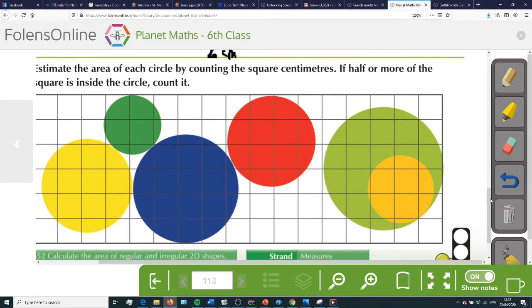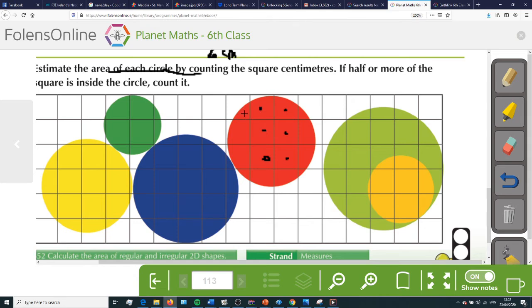So I'm just going to do the red one first. So let's follow the rules. Estimate the area of the circle by counting the number of square centimeters. If half or more of the square is inside the circle, count it. So what we do is we count all the ones where there is a full square. So 1, 2, 3, 4. The next rule is we count all the ones that are over half. Well, that's over half, so 4, that's over half, 5.